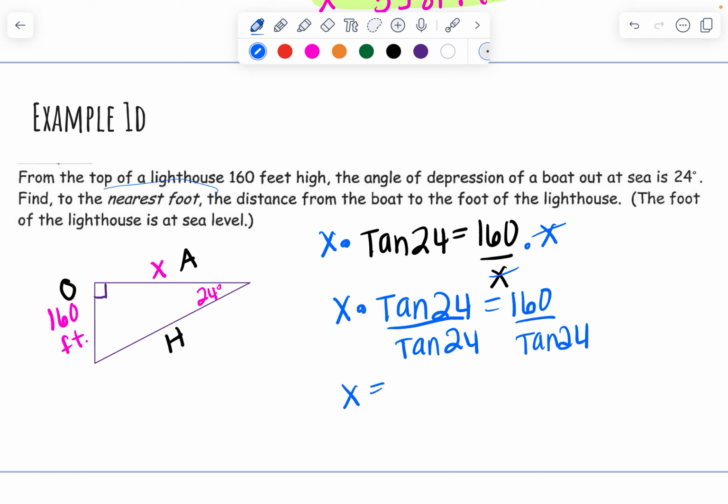Again, here they want us to round to the nearest whole number. It says the nearest foot. So rounding to the nearest foot here, we would get 359 feet. So the distance from the boat to the foot of the lighthouse is 359 feet.